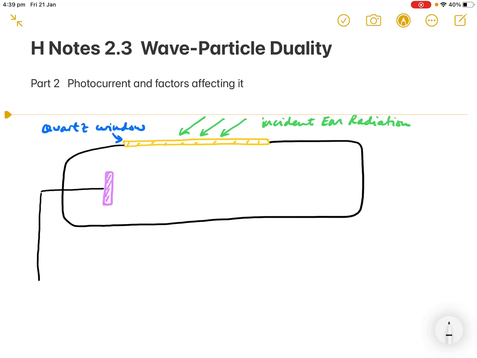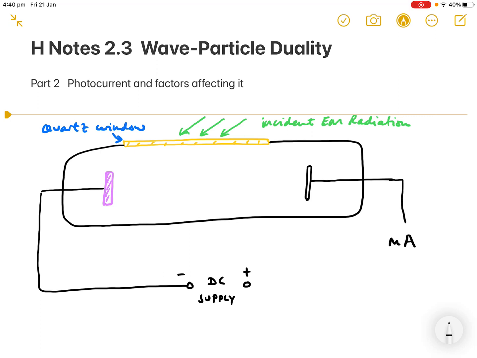And we'll connect that cathode up to the negative terminal of a power supply. That will be a DC supply. There will be another electrode, I should say, which will not be made of zinc. I'm going to put a milliammeter in there. The currents that we measure are quite small. And there we have the setup.